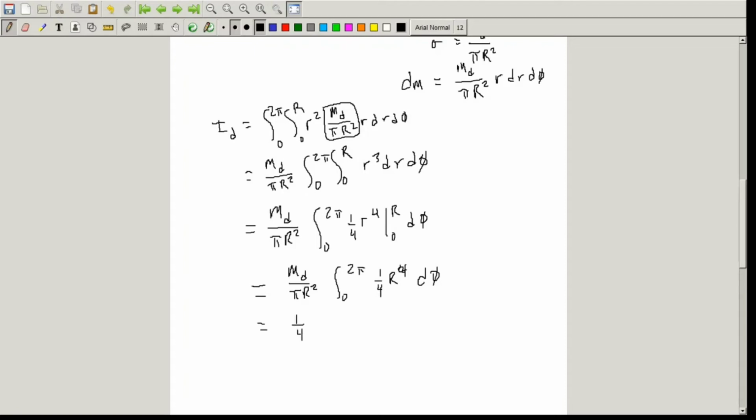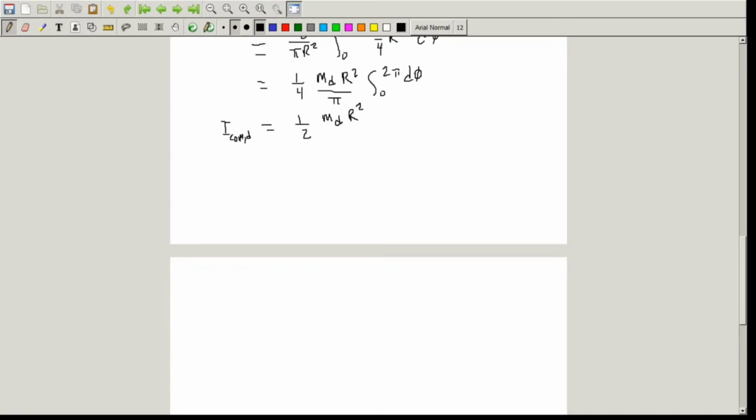1/4 m sub d R squared over pi times the integral from 0 to 2 pi of d phi. And integrating that, finally, the integral from 0 to 2 pi of d phi is just going to be 2 pi. So we're going to end up with 1/2 mass of the disk, radius of the disk squared.